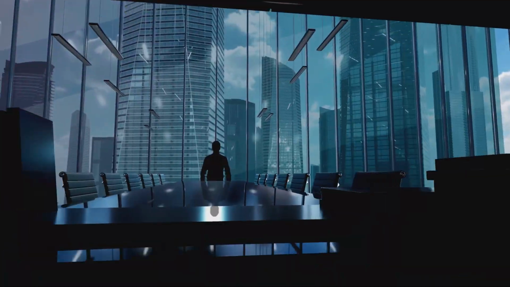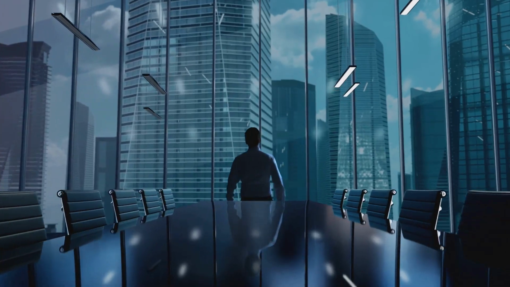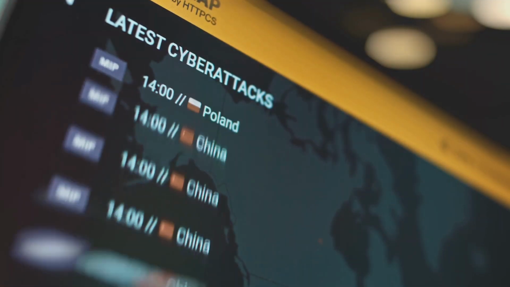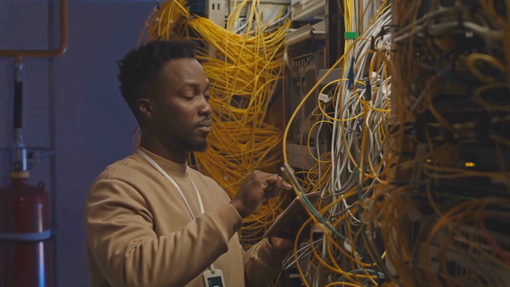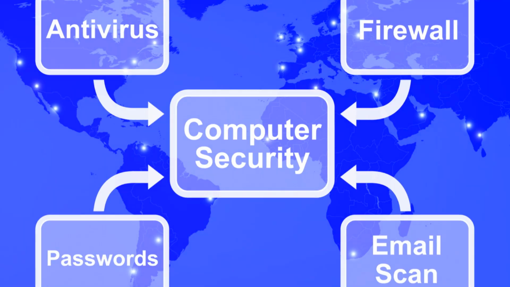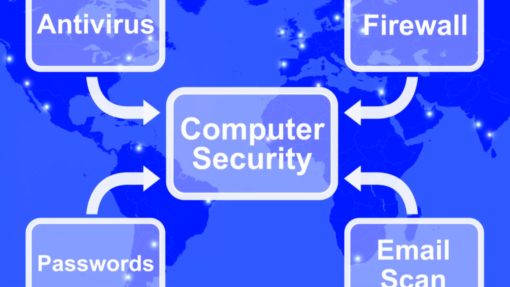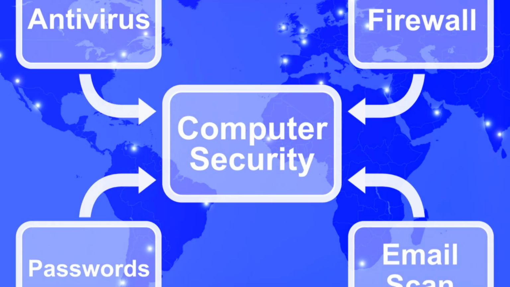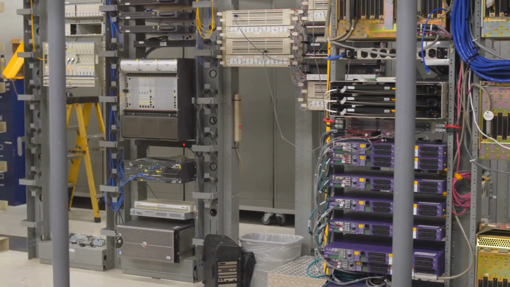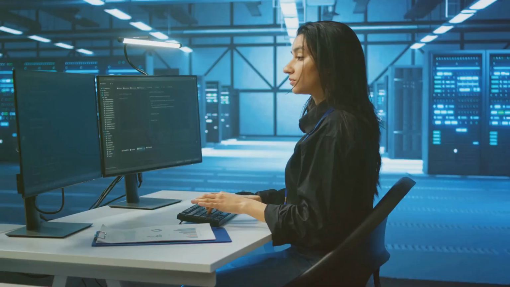Section 5. WAF varieties: network-based, host-based, and cloud-based. WAFs come in different flavors, each with strengths and weaknesses. The three main types are network-based WAFs. These are typically hardware appliances installed at the network perimeter. They protect all web applications behind them, providing a centralized defense. Network-based WAFs are well suited for organizations with large, complex networks.